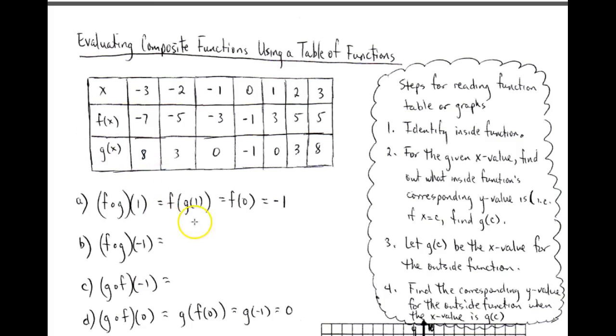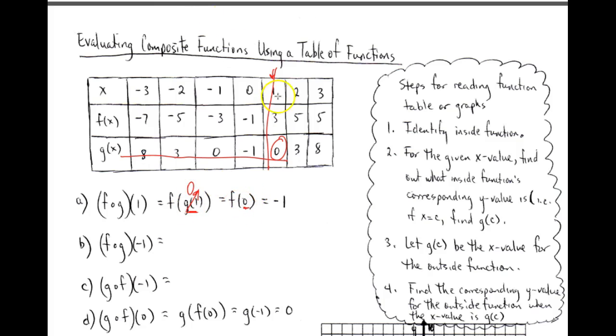So if we start off, we see that we have f of g of 1, and so f of g of 1 is the same as writing it like this. So the first thing that we have to do is find out what g of 1 is. So here, when x is 1, we need to find out what g is. So we see these two things intersect when that is 0. So that's why we have 0 in place of this.